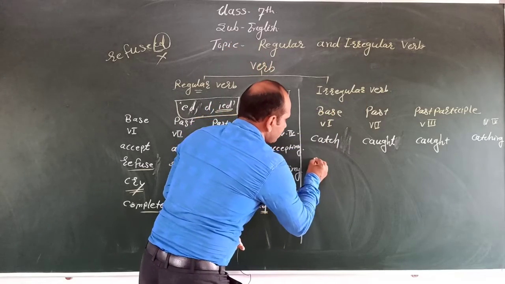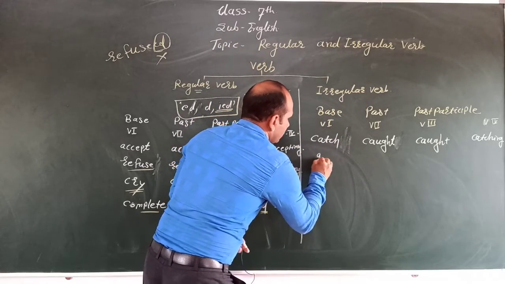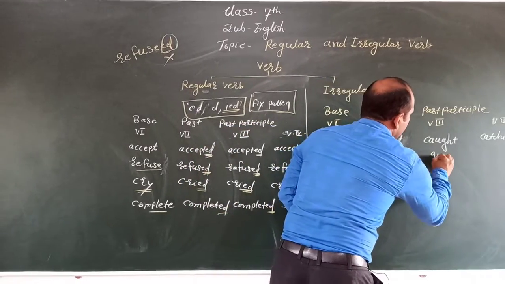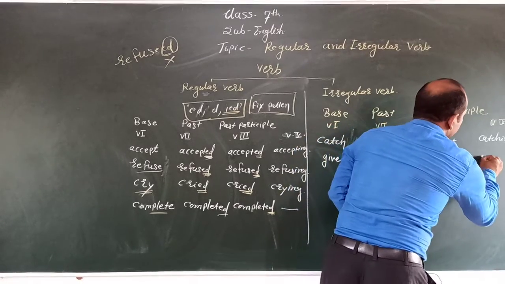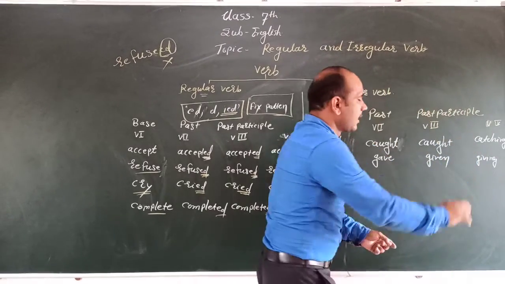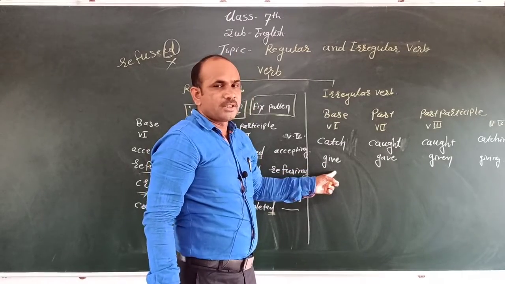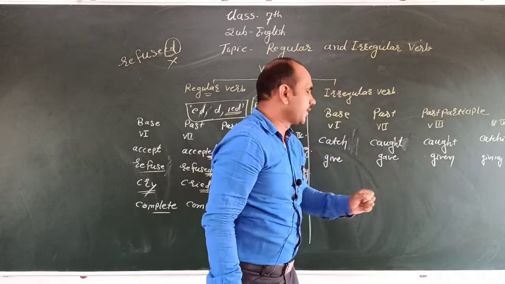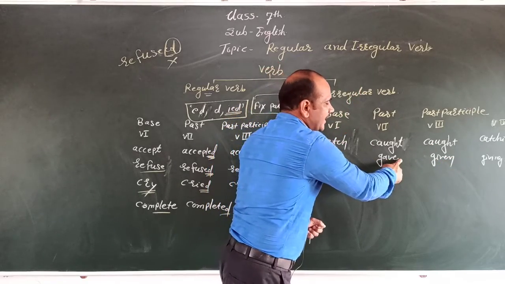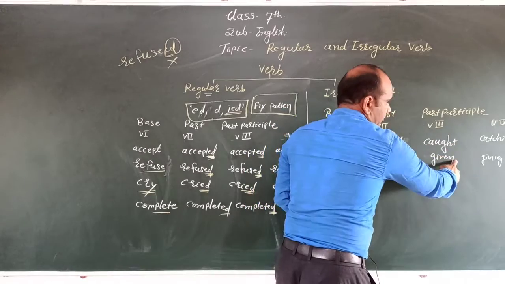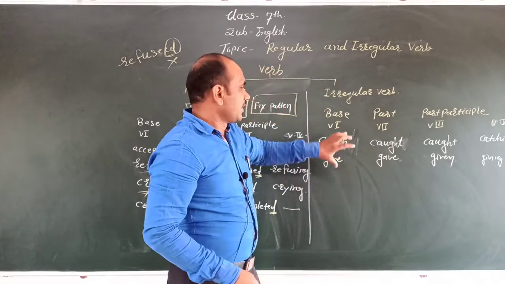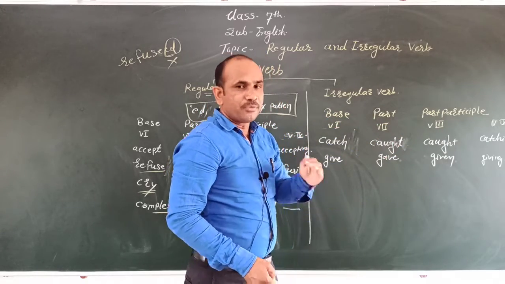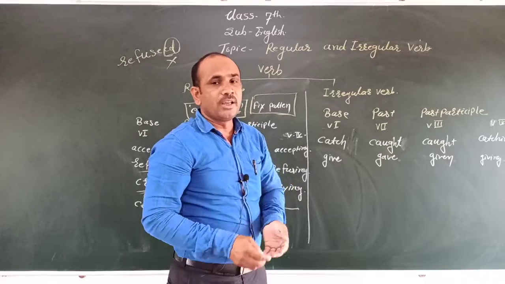Then second, give, first form, gave, second form, given, third form, and fourth form is giving. Its meaning is that first form is give, second form is gave, third form is given, fourth form giving. Means at the end of the verb we didn't write the ed. Its meaning is that each and every part, in the first form, second form, third form and fourth form, is changing. Therefore this verb we call the irregular verb.